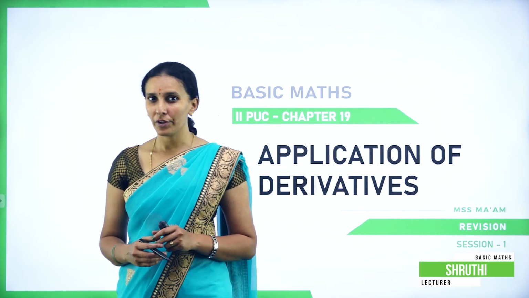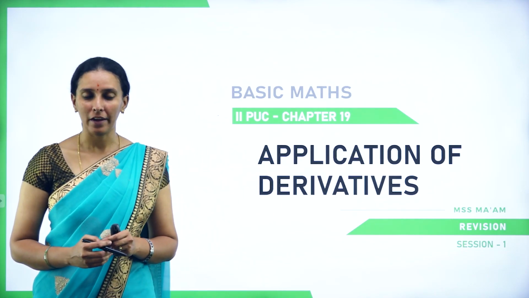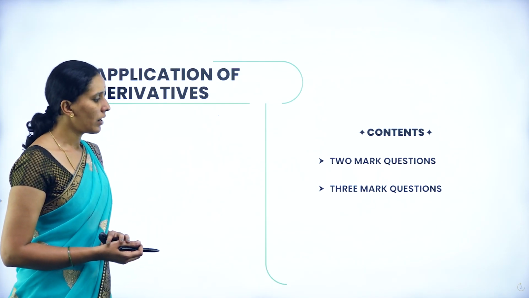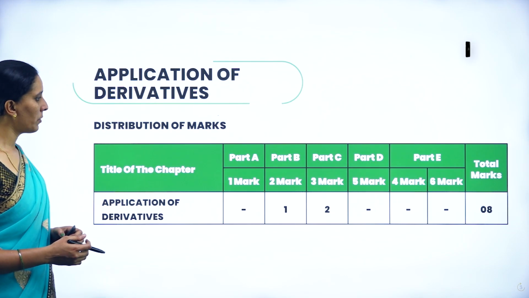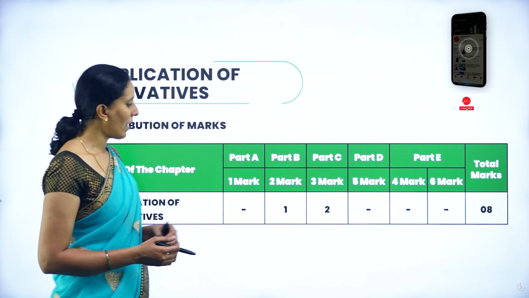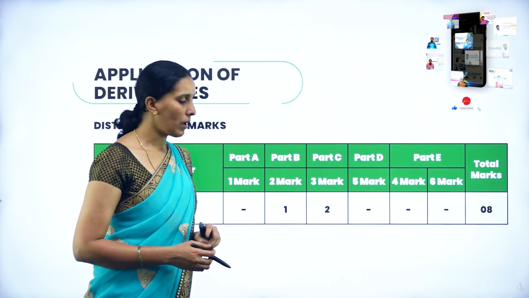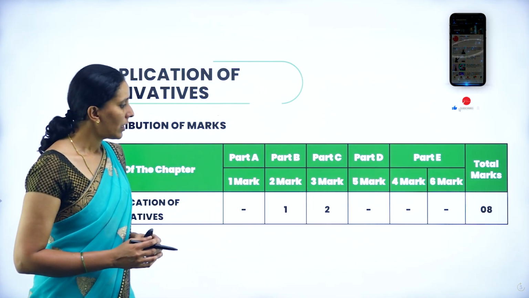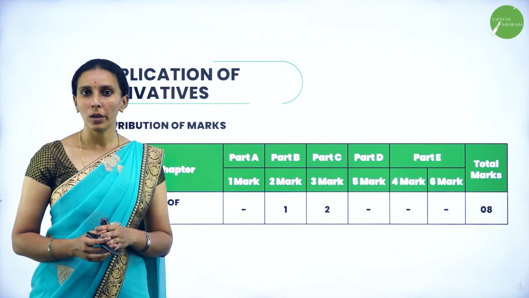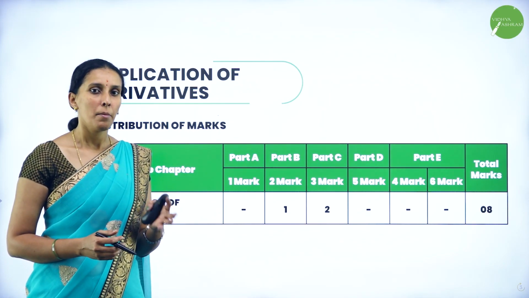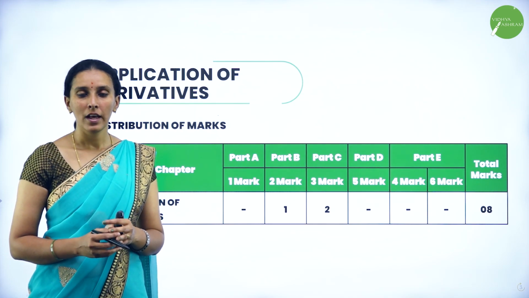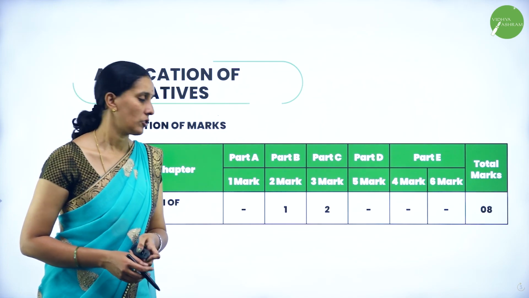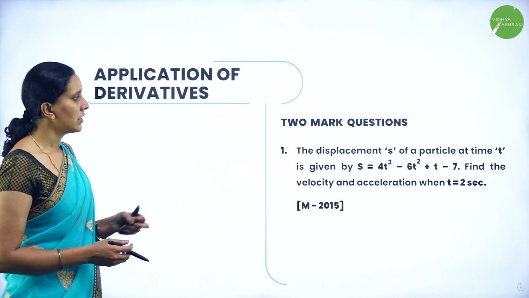Here in this session, we are going to revise the chapter Application of Derivatives. The questions you can expect from this chapter are 2 mark as well as 3 mark questions. Let's see the distribution of marks from this chapter. You will be having 1 2 mark question and 2 3 mark questions, so totally 8 marks from this chapter. Your 3 mark questions and 2 mark questions will be based on the rate of change of quantities, maxima, minima, increasing and decreasing function, as well as application of derivative towards commerce, that is the cost function and revenue function. So, let's see the questions in 2 marks.